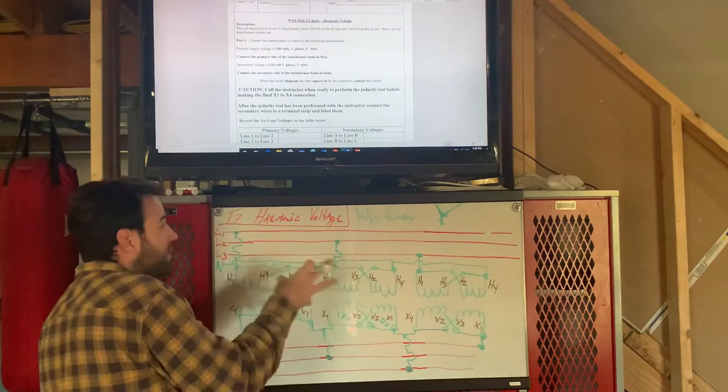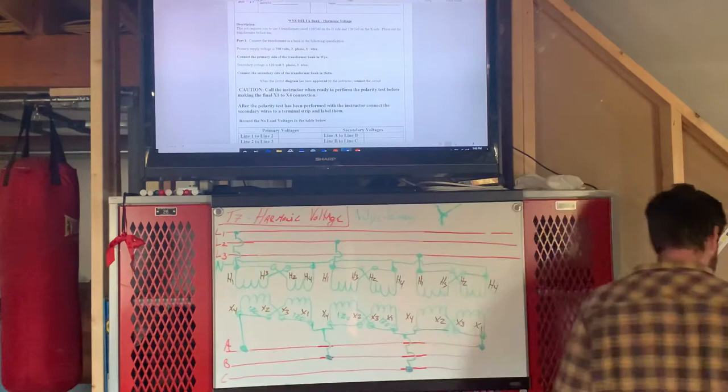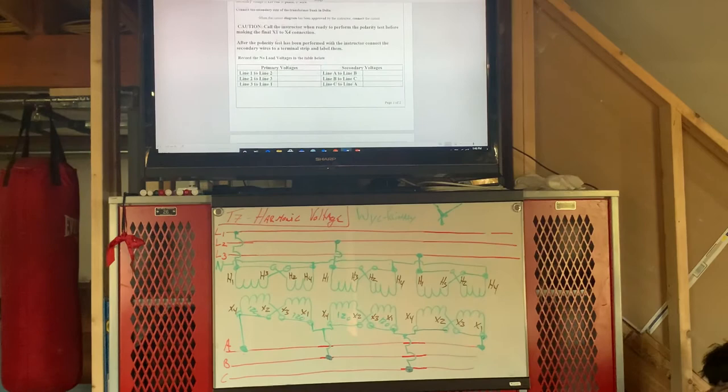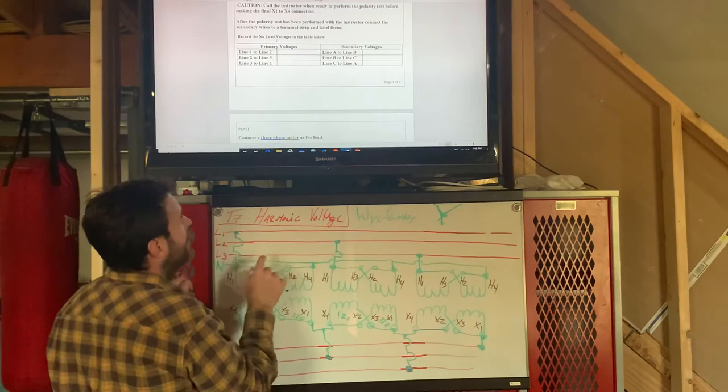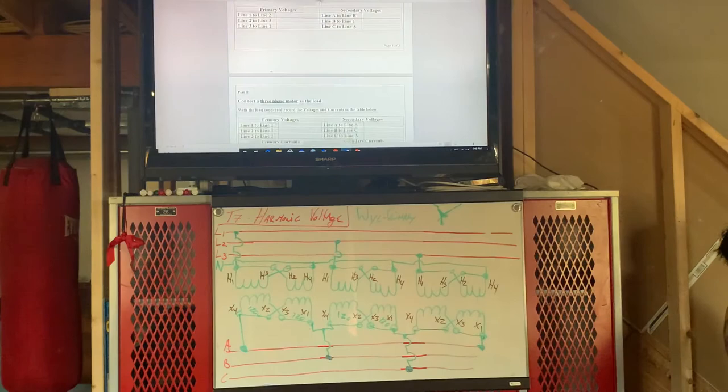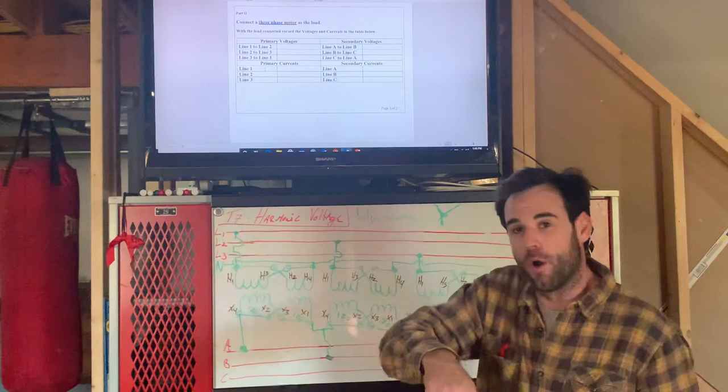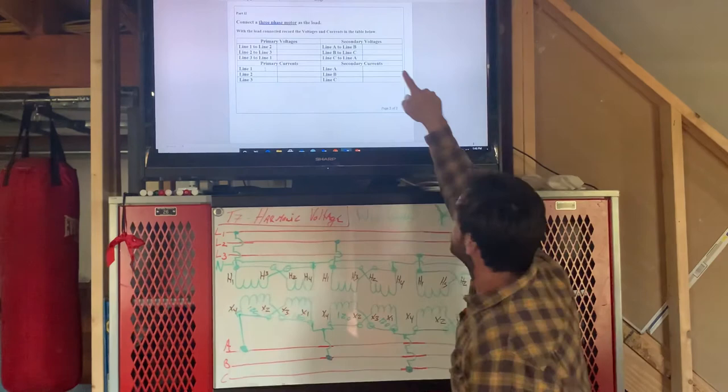So after you've completed this up at the job, I want you to call me over. We're going to do the polarity test together. After you do the polarity test and you connect these points together, we're going to take voltage readings, primary voltage readings, line 1 to line 2, line 2 to line 3, line 3 to line 1, and then secondary voltage readings. After that, we're going to connect this to the three-phase motor in your booth, and we're going to take primary voltage readings, primary current readings, secondary voltage readings, and secondary current readings.